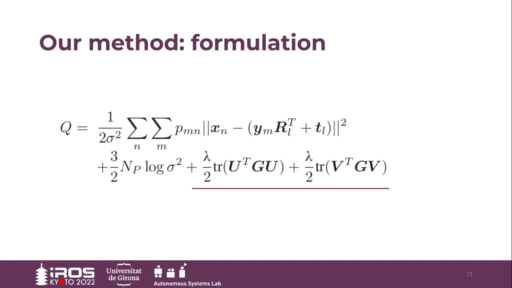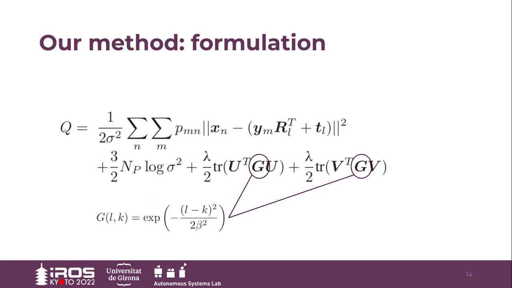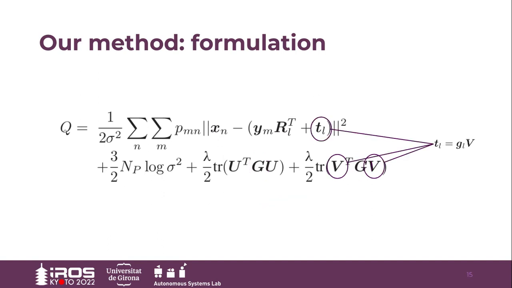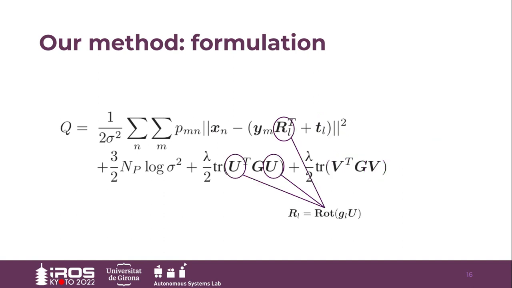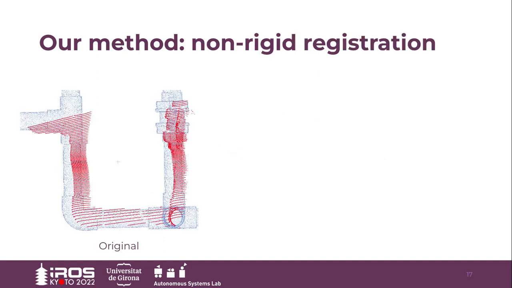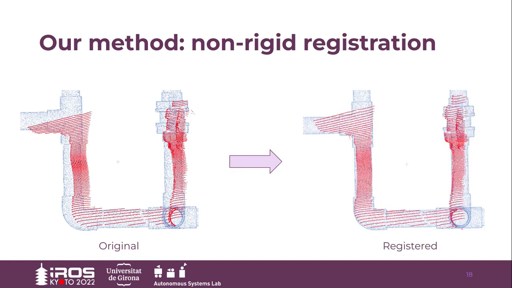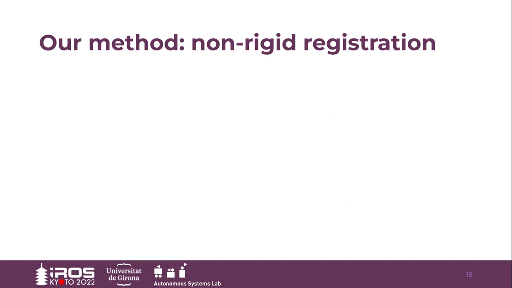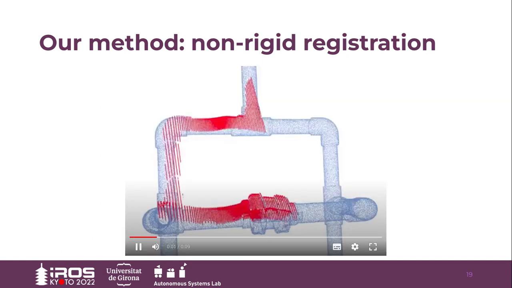We enforce smoothness in the set of rigid transformations via these two regularization terms. These terms penalize neighboring lines having different transformations using a Gaussian kernel G defined in the space of line indices. One of these terms relates to the translational part of the solution, while the other one refers to the rotational part. Applying our method to real data gathered experimentally with our underwater laser scanner can effectively minimize motion distortion. Here you can see the outcome of the iterative registration process.